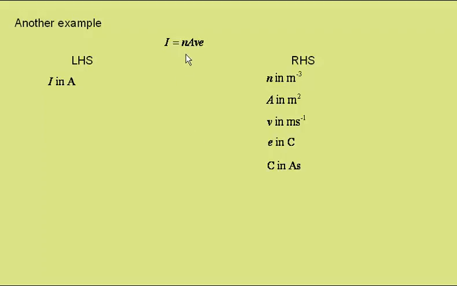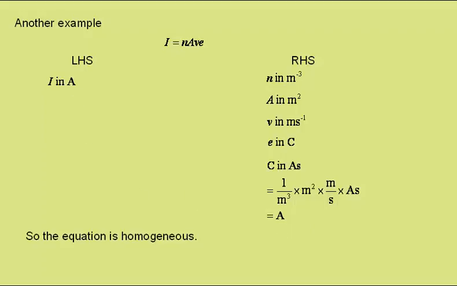Okay, so first the n, which is in units of meters to the minus 3. I find it easier for cancelling to write 1 over meters cubed rather than have negative powers. The area is in square meters, the drift velocity in meters per second, and the charge on the electron in amp seconds. We can now easily see that the meters here and here can cancel with these, the seconds here and here can cancel, and we're left with amps. Amps on the right hand side, amps on the left hand side. The equation is homogeneous.